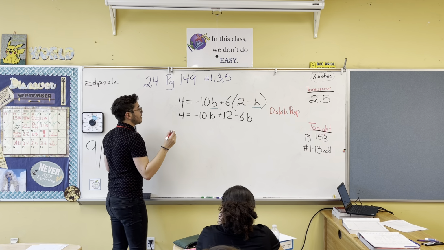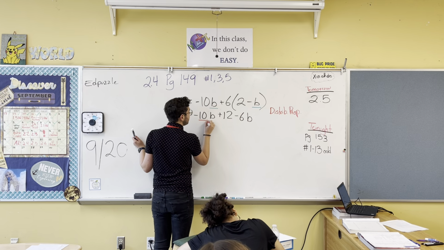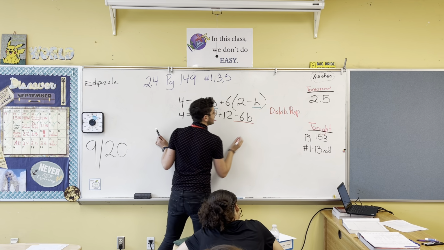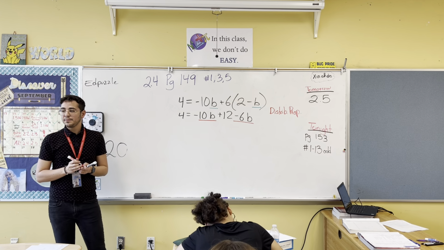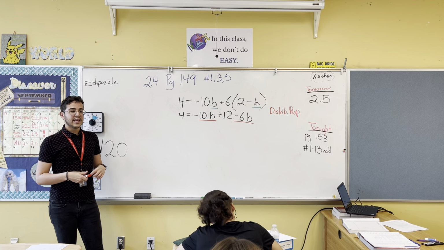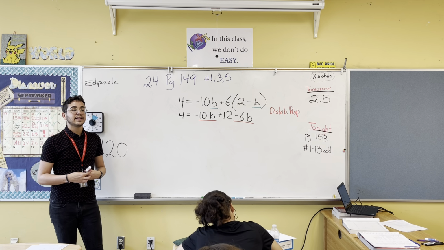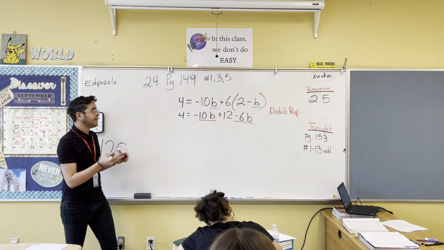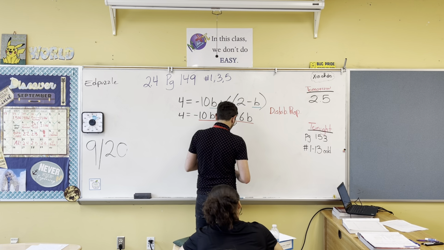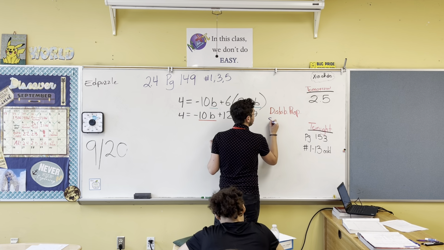Now let's look again for our variables. We have 10b minus 6b. Are they the same variable? Yes, which means we can combine like terms. We can combine like terms. Or another way to say that is simplify.